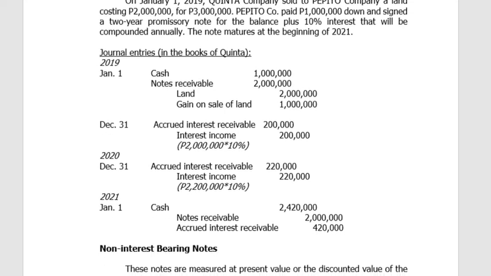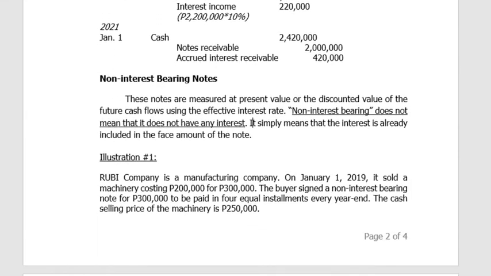for interest-bearing note. So, paano naman kapag non-interest-bearing note? Ano ibig sabihin nitong non-interest-bearing note na ito? These notes are measured at present value or the discounted value of the future cash flows using the effective interest rate. Yung terminology na non-interest-bearing, hindi ibig sabihin niyan ay wala siyang interest. Ang ibig lang sabihin niyan ay yung interest ay nakasama na doon sa mismong face value nung promissory note.